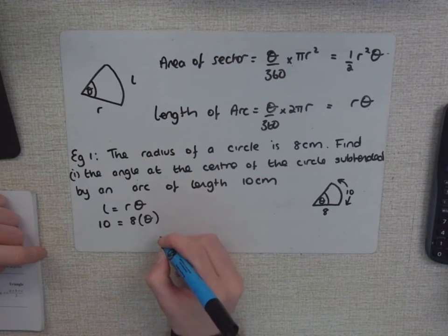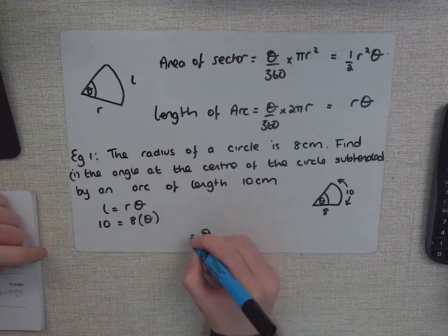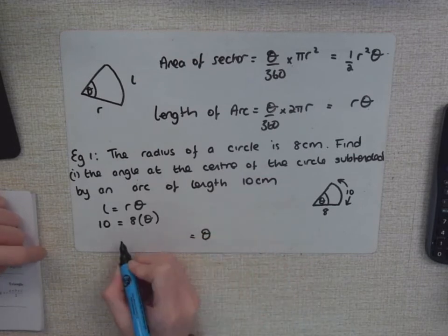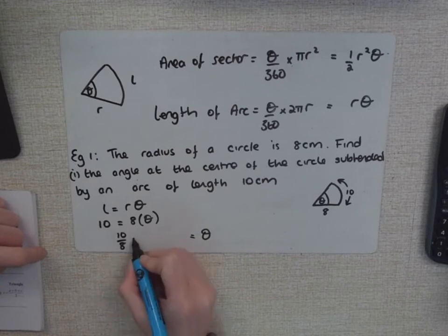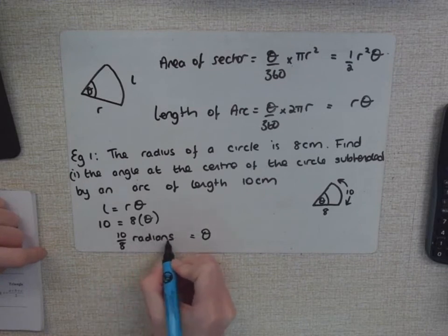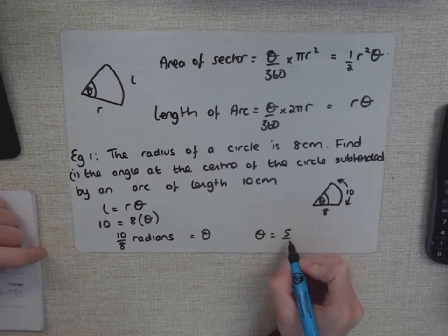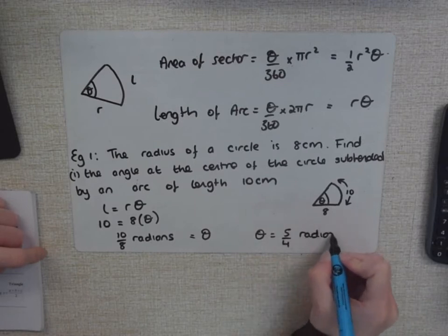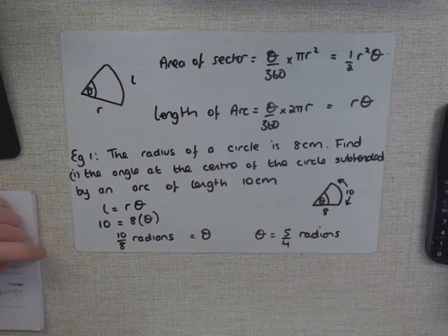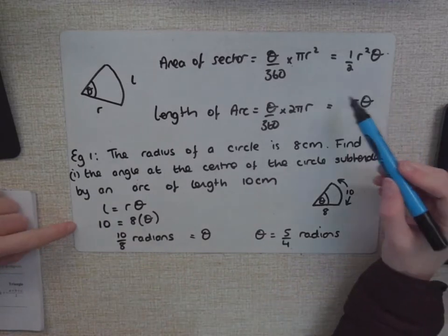So that means theta is 10 over 8 radians, which is 5 over 4 radians. It's just a bit quicker to do it this way rather than doing it this way.